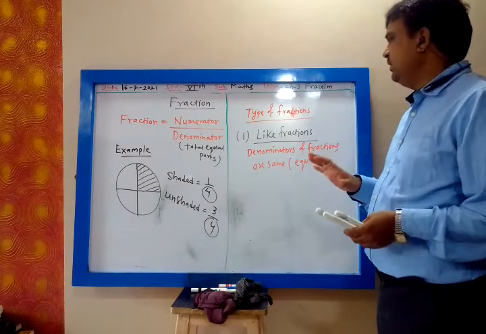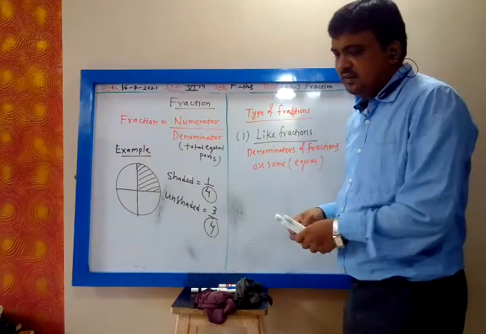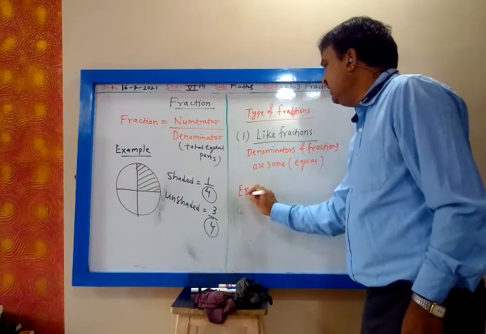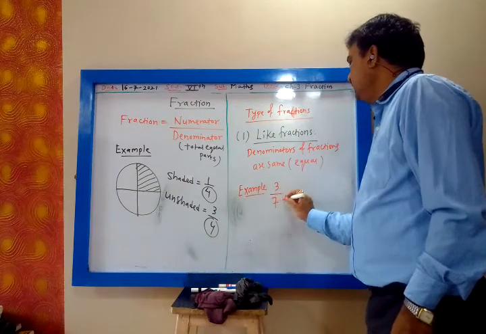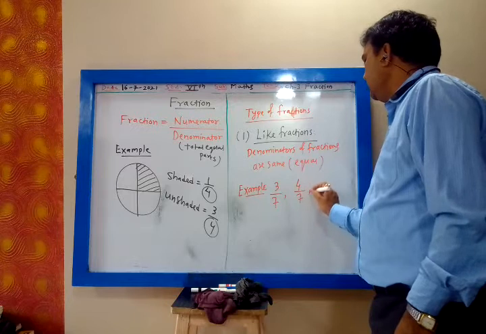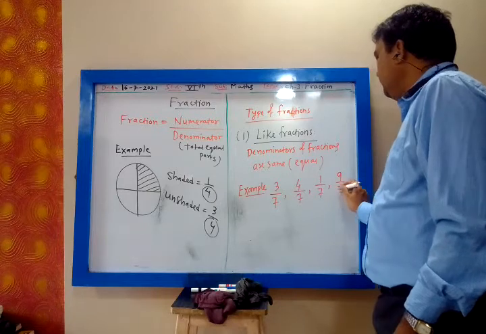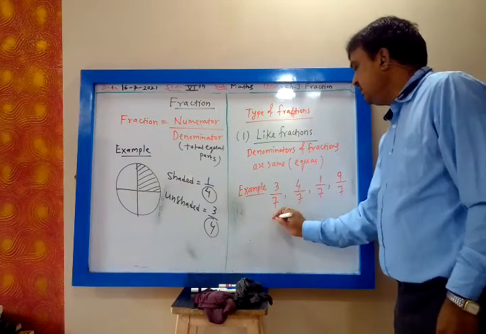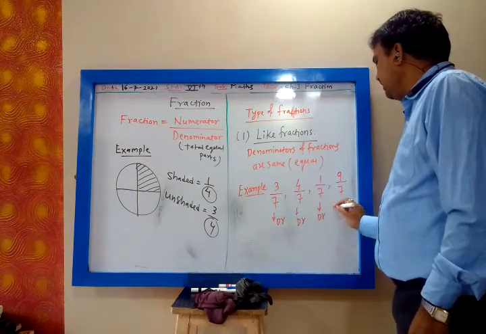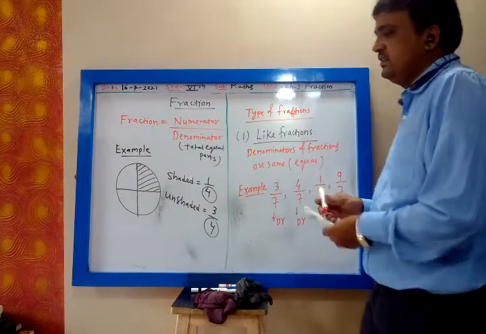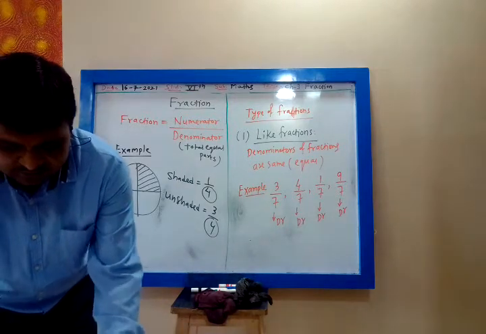So you see that like fraction means they should have same denominator. For example, if the denominators are same, they are like fraction. For example, 3 upon 7, then 4 upon 7, then 1 upon 7, then 9 upon 7. Now in all these, denominators are equal. So whenever denominators of the fractions are equal, they are called like fractions.